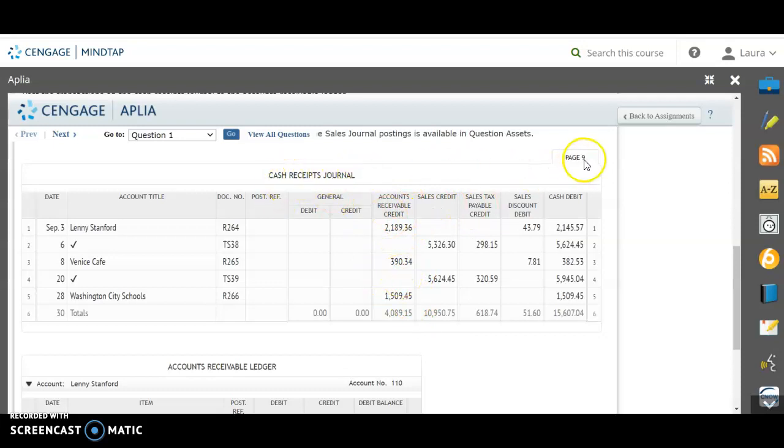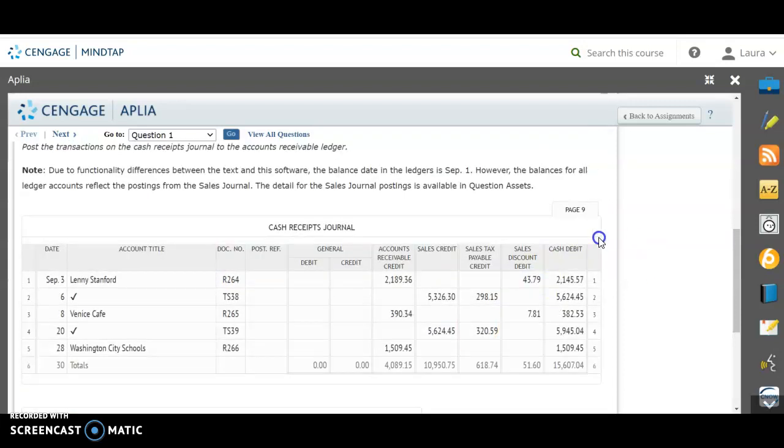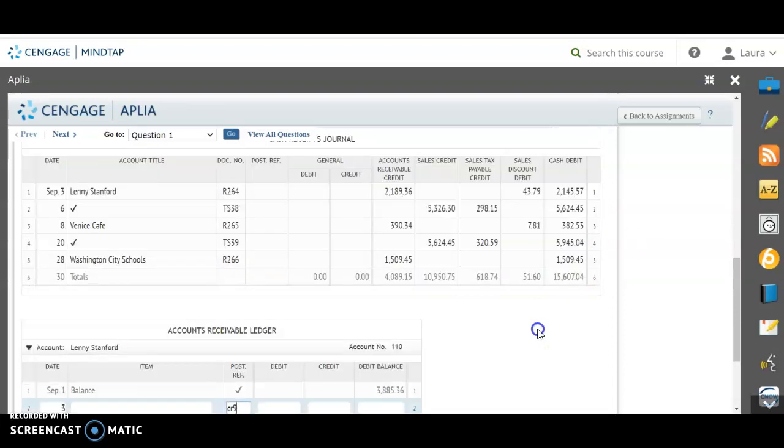So cash receipt journal page 9 is what we're looking at. So CR page 9, and we're only looking at this column for the accounts receivable. So down here for Lenny, we're going to put the date on the 3rd. We are going to put right here CR 9 for cash receipts page 9.